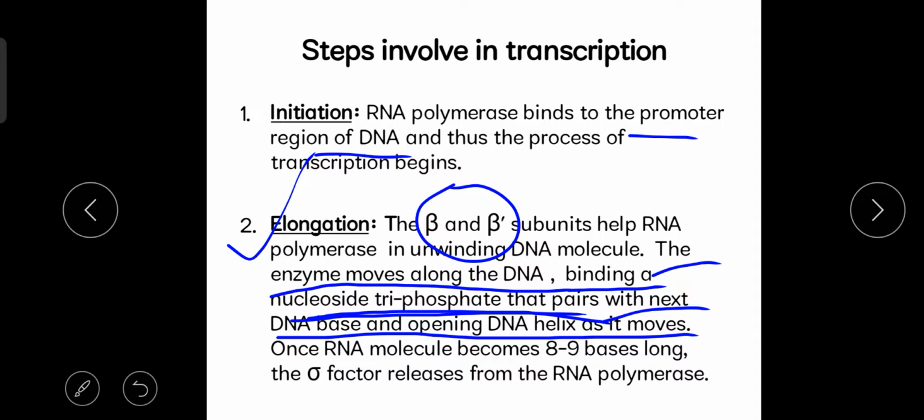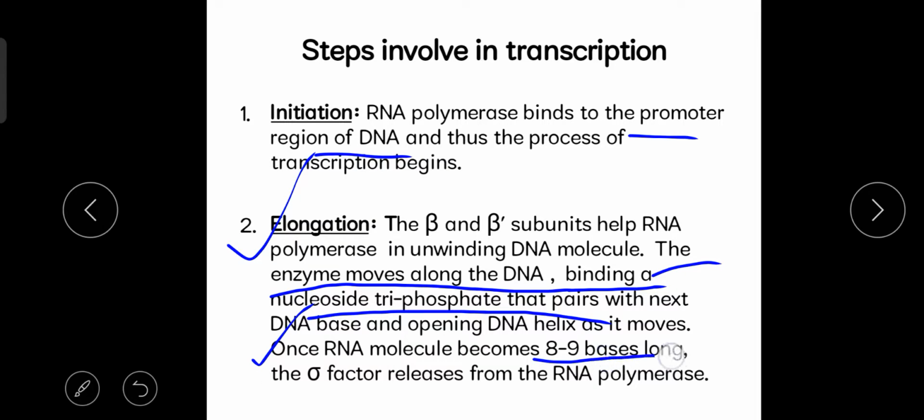Okay, so now here see next sentence. So once the new RNA molecule becomes 8 to 9 bases long, the sigma factor releases from the RNA polymerase. So you know the sigma factor recognizes the promoter site in DNA. Promoter site means the starting site in DNA.